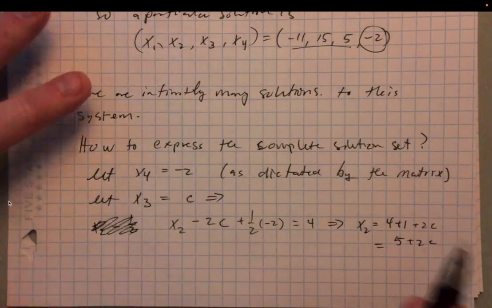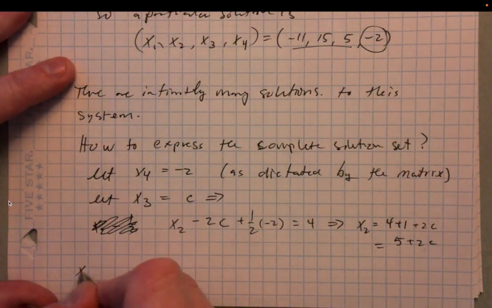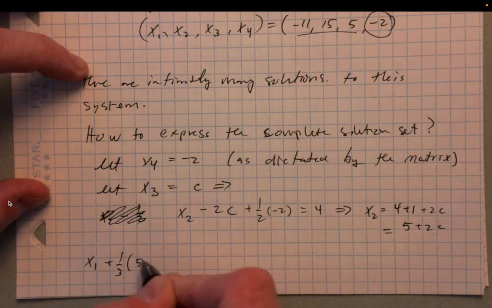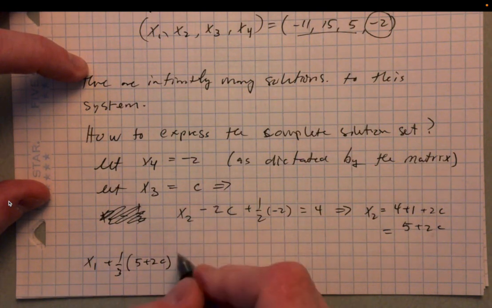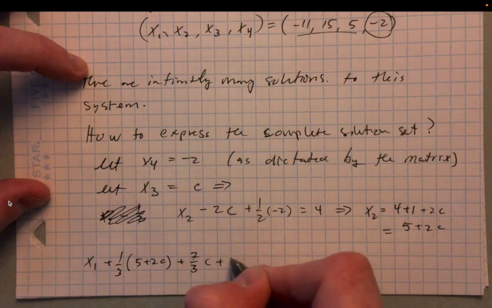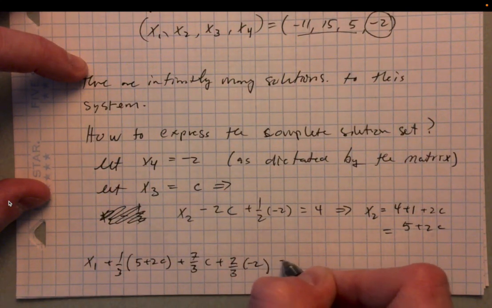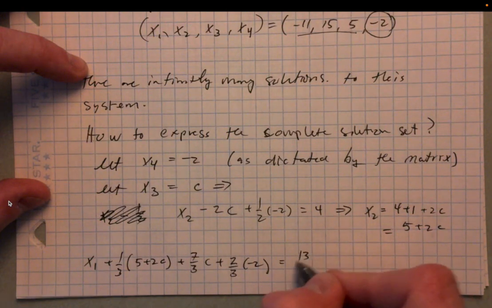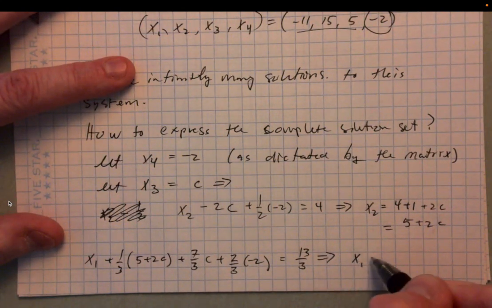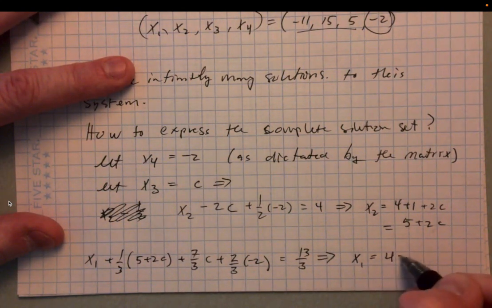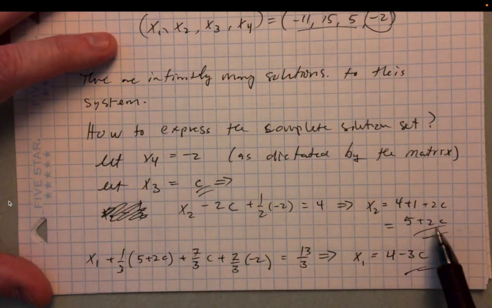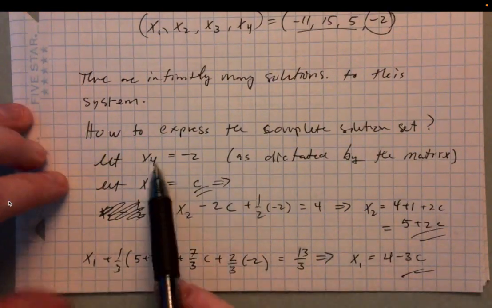And then you can plug all of that into the first equation: x1 plus 1/3 times 5 plus 2c plus 7/3 c plus 2/3 times -2 is all equal to 13/3. You can do the arithmetic on that, but what you'll find is that x1 is equal to 4 minus 3c. So I've got c, 5 plus 2c, and 4 minus 3c. And then x4 is -2.